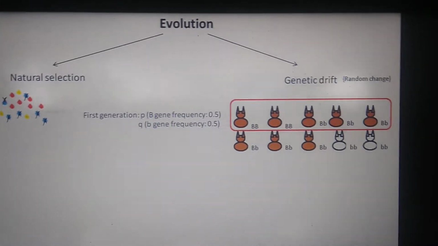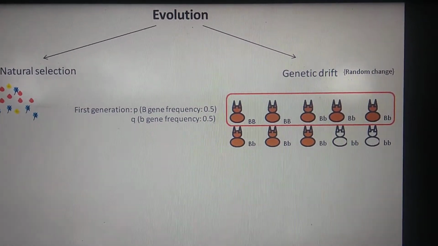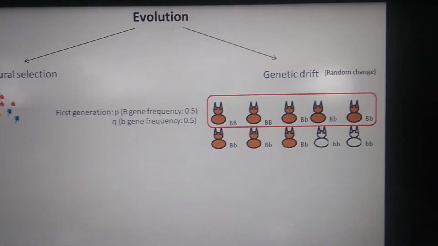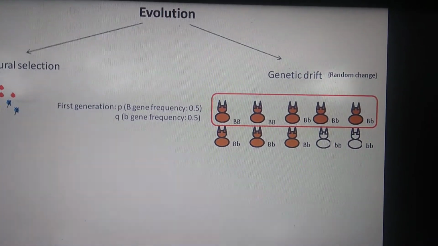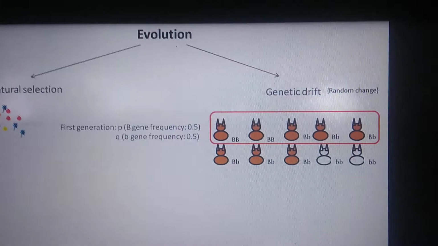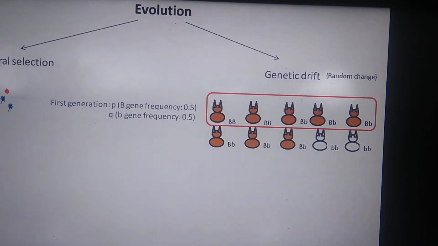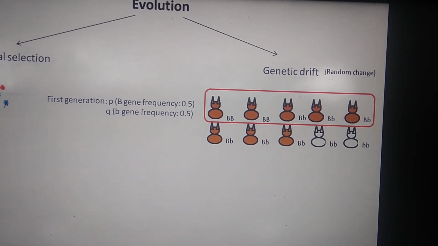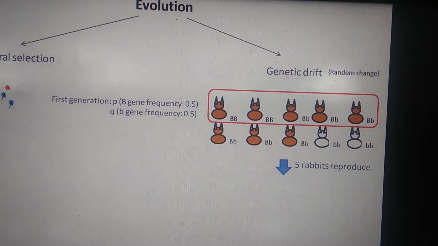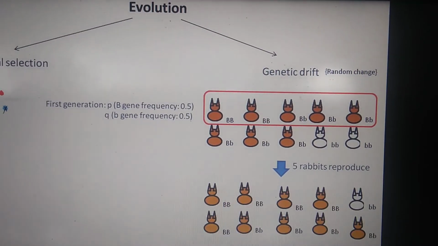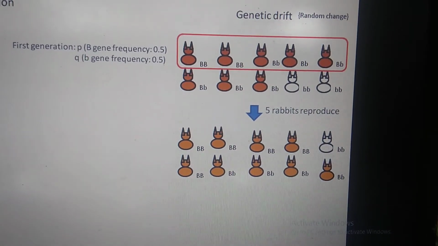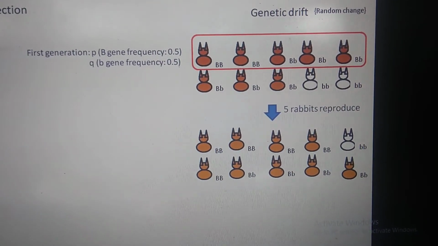So now, it is quite random. There is no other reason behind their death or their inability to reproduce. Nothing. Suddenly, randomly, these 5 were selected and allowed to reproduce. When they reproduce and produce a second generation, what can we find? We'll find that the genotypic ratio and the phenotypic ratio have changed.